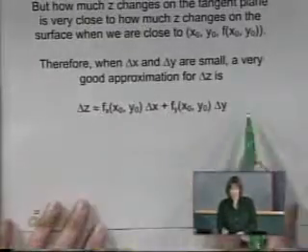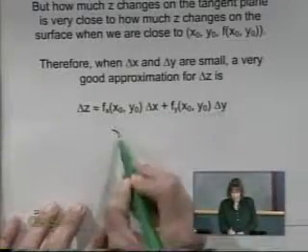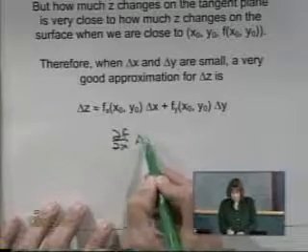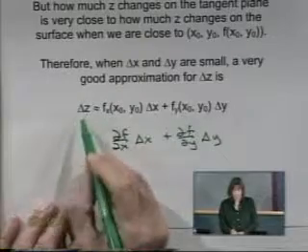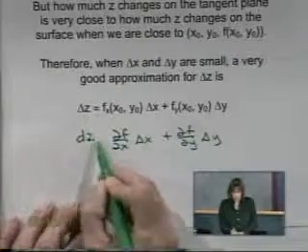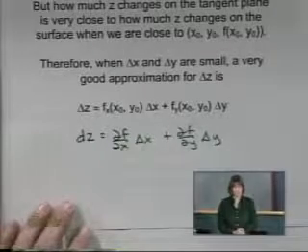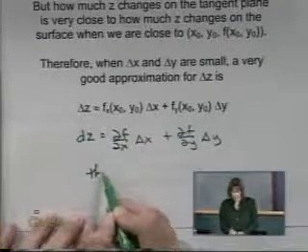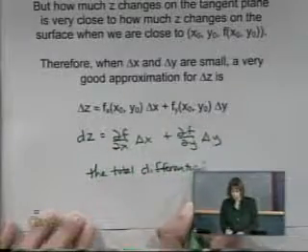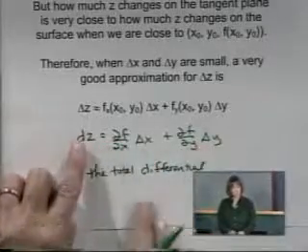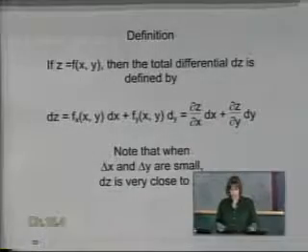Notice, since these are not equal, I'm going to call what's on the right-hand side not delta z, I'm going to call it dz. All right? And I'm going to give it a name. I'm going to call this the total differential. And what we just proved, this is a very good approximation for how much z changes when delta x and delta y are small.